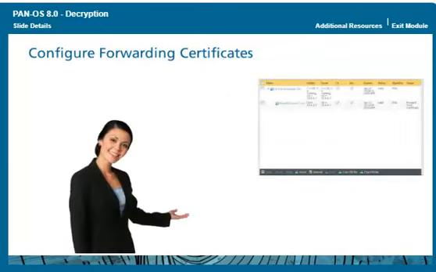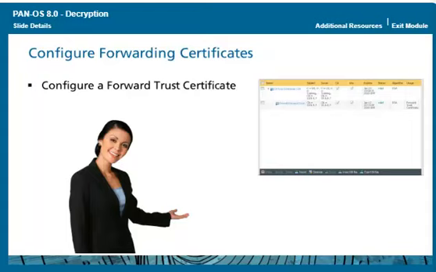The first step to configure SSL forward proxy decryption is to configure a forward trust certificate on the firewall. The forward trust certificate can be signed by an internal CA or by a firewall CA. As an alternative, you can create a firewall self-signed forward trust certificate, but every SSL client will have to get this certificate installed in their certificate store. Otherwise, they will get certificate warning errors.